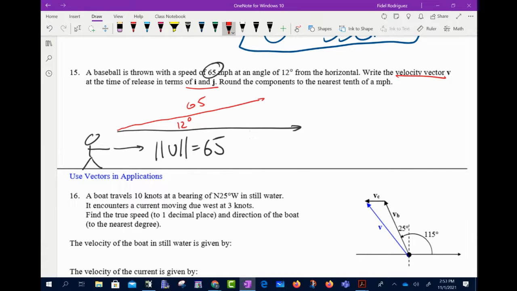Anybody watch baseball? Yeah? Y'all see the game last night? Pretty intense.